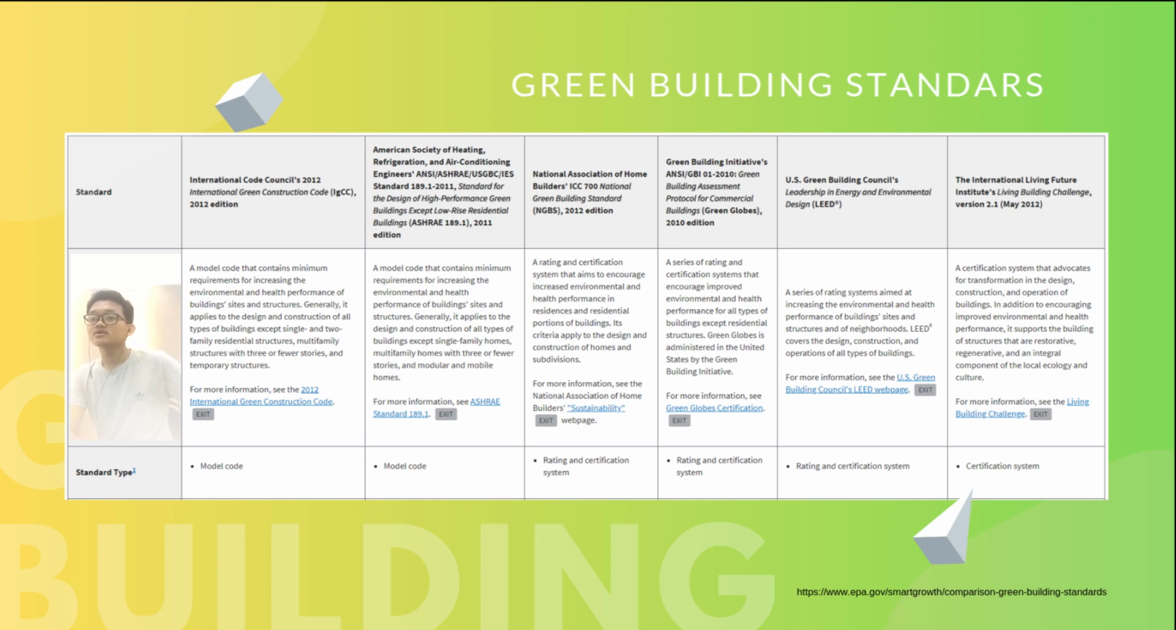And then the famous one is the U.S. Green Building Council. Its Leadership in Energy and Environmental Design, or LEED, is a series of rating systems aimed at increasing the environmental and health performance of buildings, sites, structures, and neighborhoods. LEED covers the design, construction, and operation of all types of buildings.